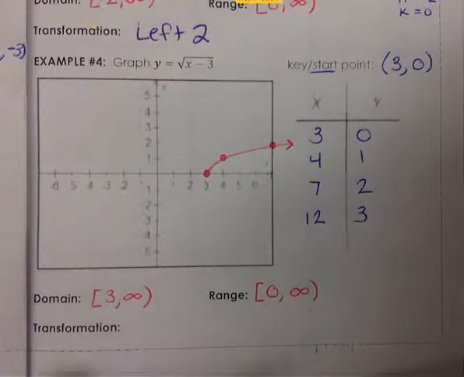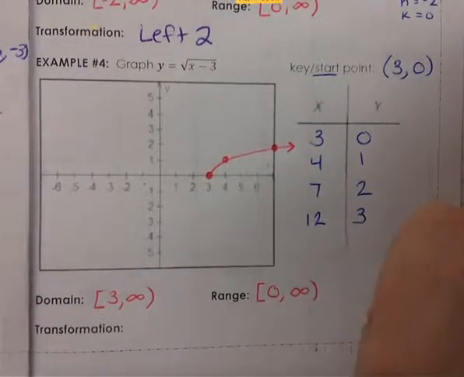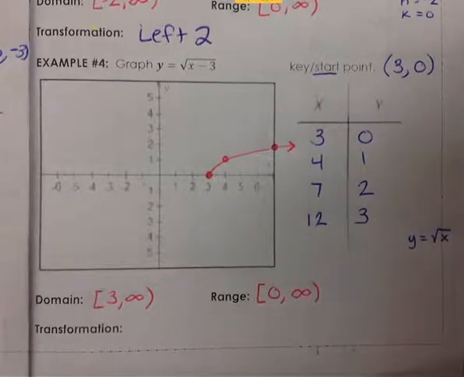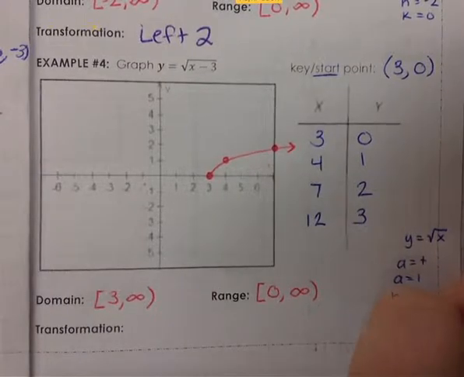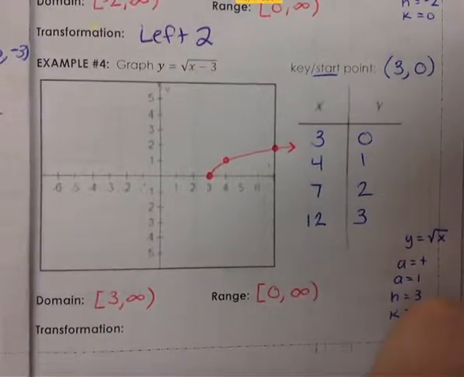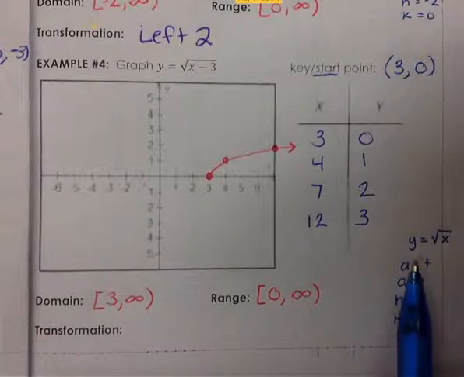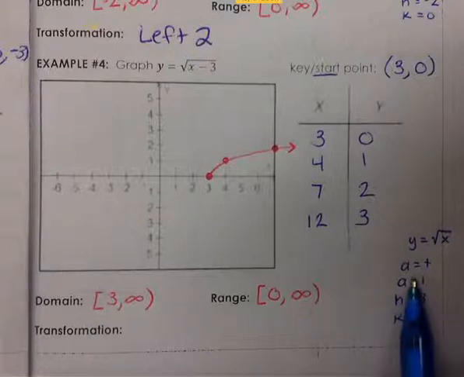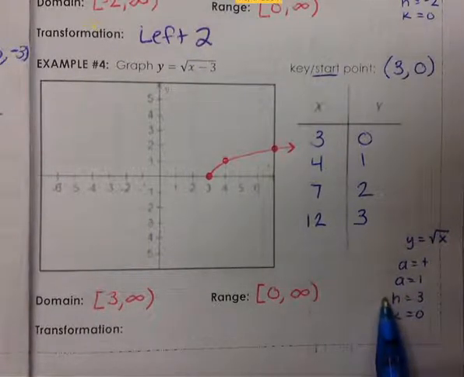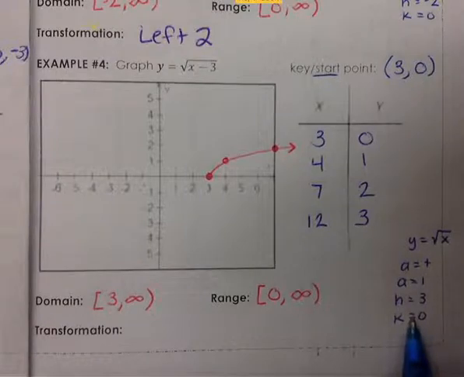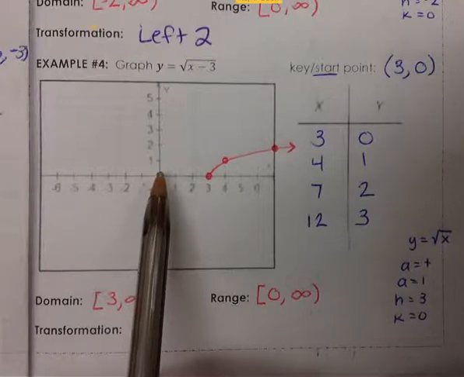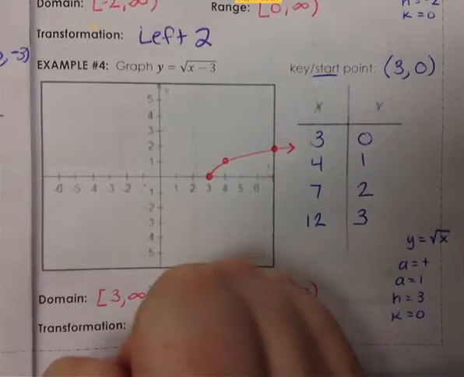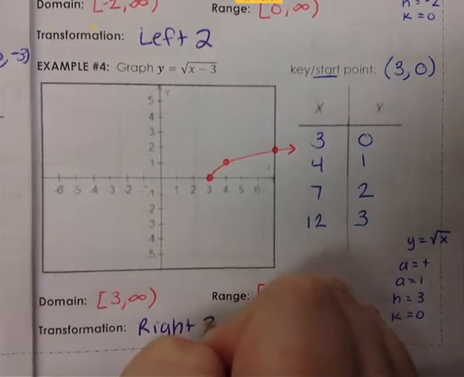Our transformation still comes from our a, h, and k, but again, it's based off of our parent function of square root of x. Our a is a positive 1, our h is a 3, and our k is a 0. So this has no change from the parent. This has no change from the parent. This one does change from the parent. This one has no change from the parent. So the only change is the h, which again, to get from 0, 0 to 3, 0, you have to move right 3. So our transformation is just right 3.